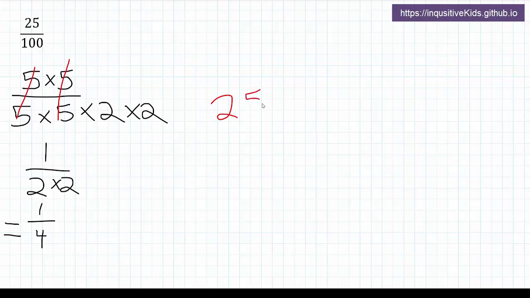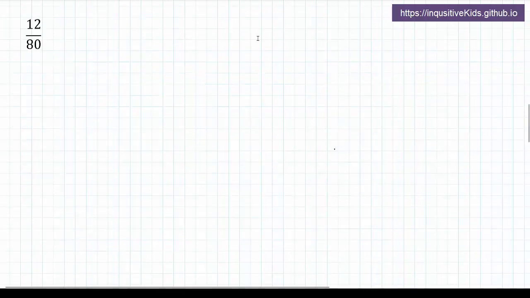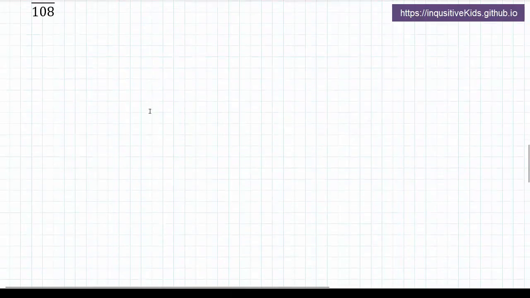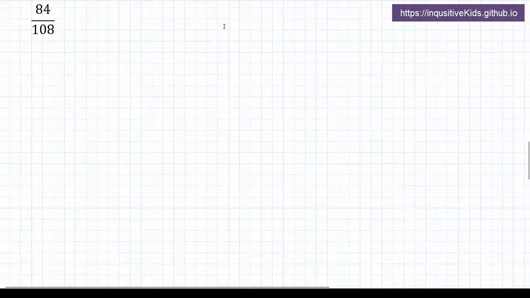25 over 100 is equal to 1/4. Let's do a third example. 84 over 108. Both 84 and 108 are multiples of 12.